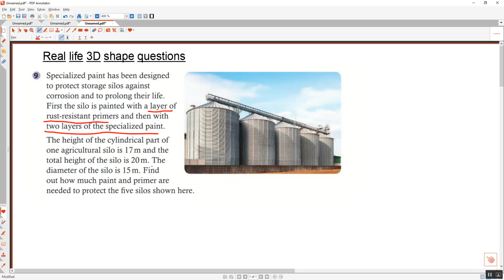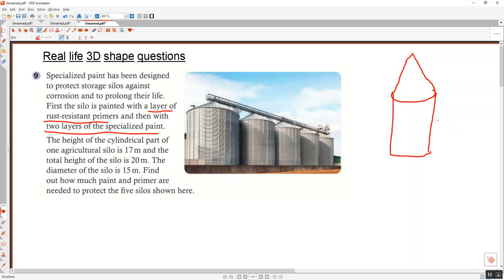Then we're given some dimensions. It's made up of 2 bits. We've got a cylinder with a cone on top. So there's our cone and it is on top of a cylinder. My cylinder looks a bit wonky.